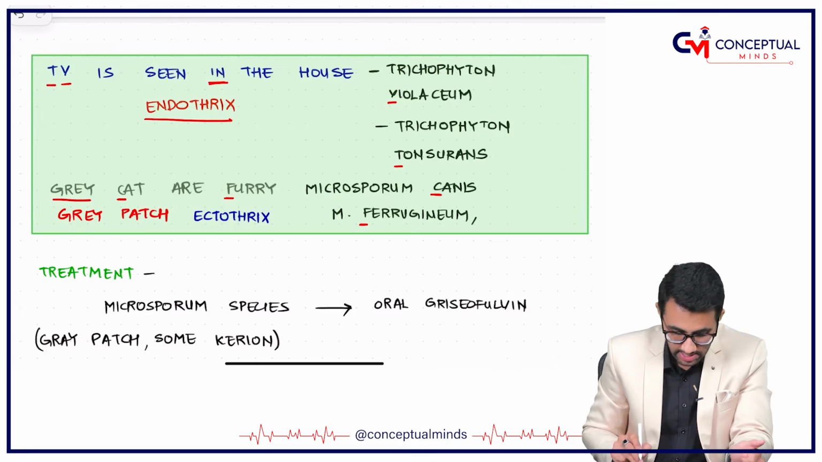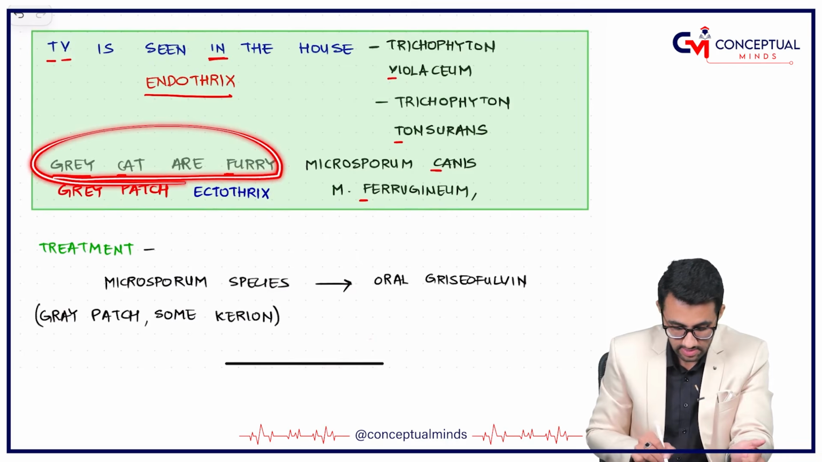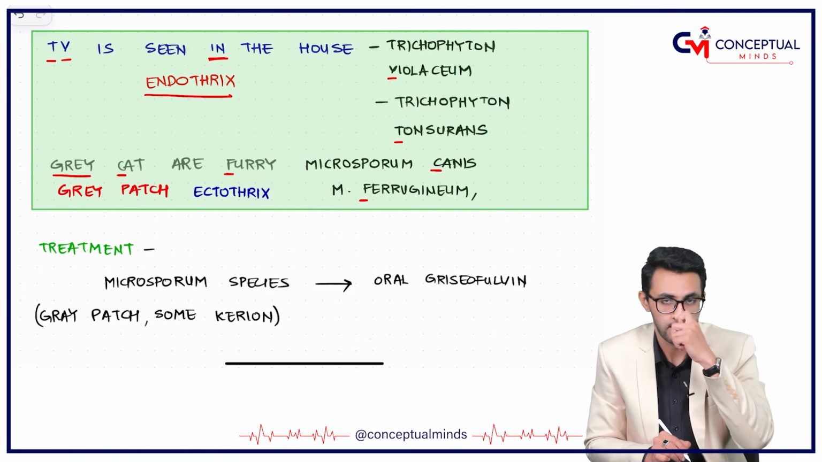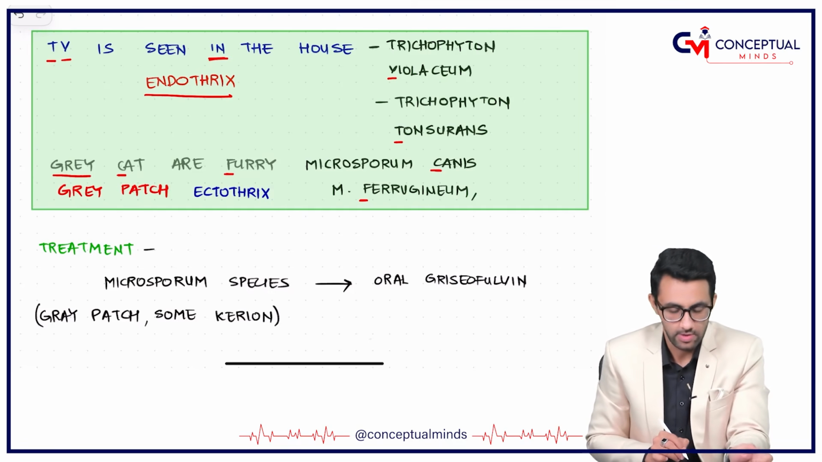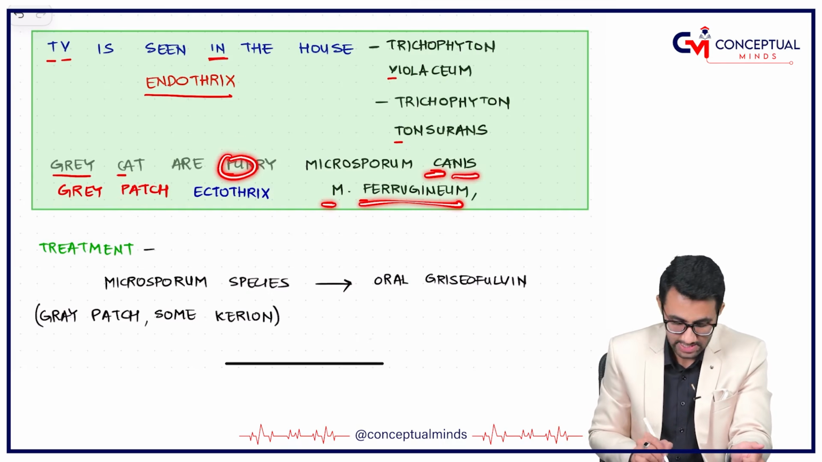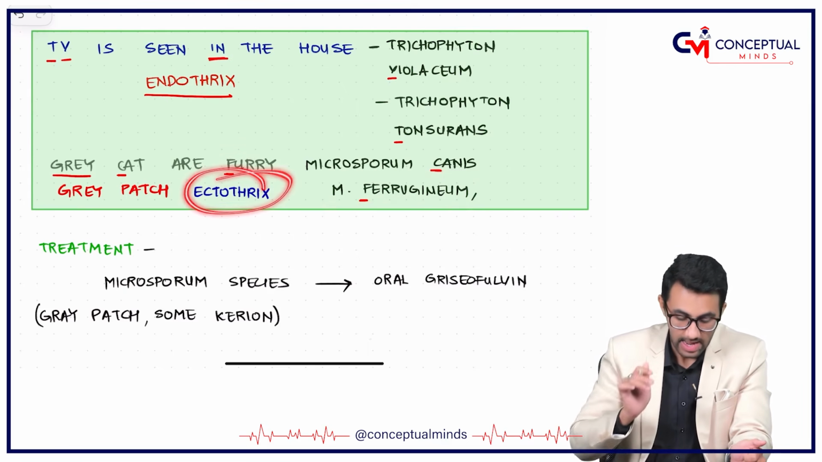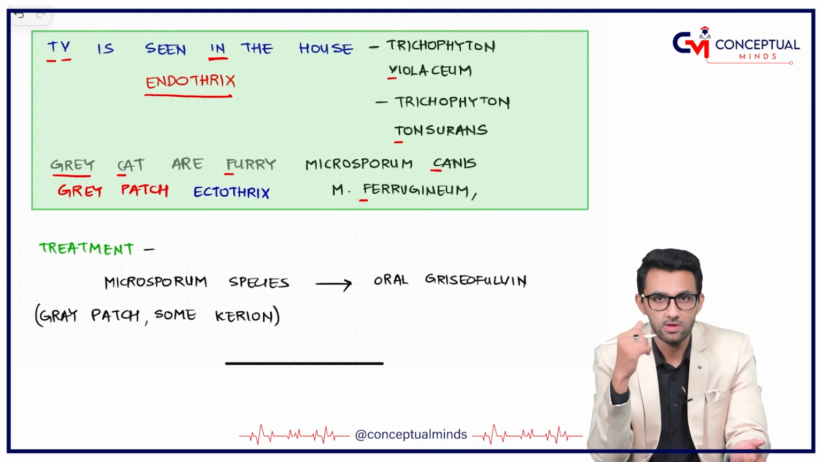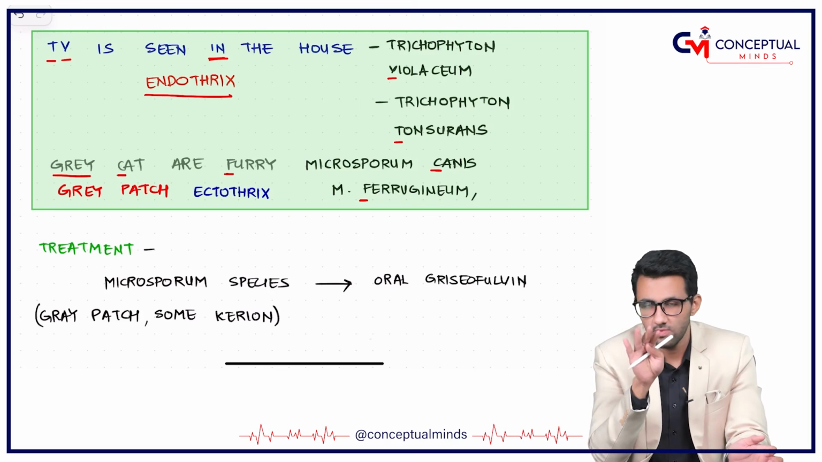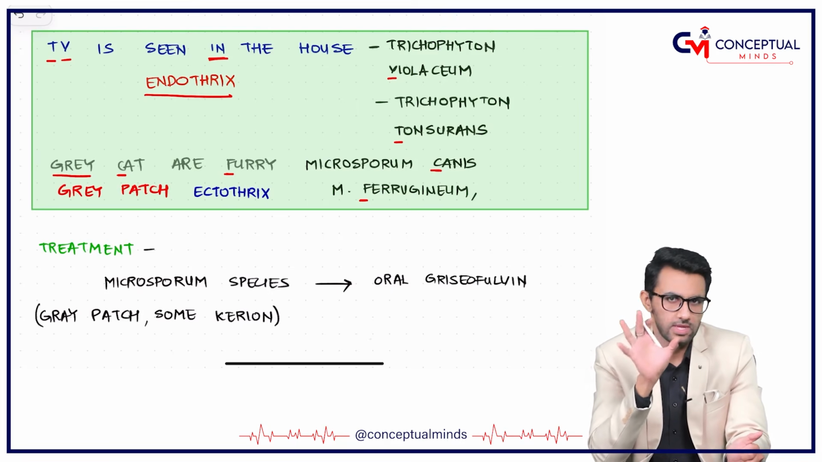Okay, and how about the ectothrix one? We saw this one: Gray cats are furry. Gray cats means the gray patch we saw, right? We'll see the image over here as well. The gray patch are furry: Microsporum ferrugineum. Cats was canis, and because we say gray cats are furry, that is ectothrix. That is the opposite of TV seen in the house. All right, fine, this much is clear. If we remember these two sentences, we will never go wrong regarding the examples, which is the point that we have to remember. We cannot compromise on that.